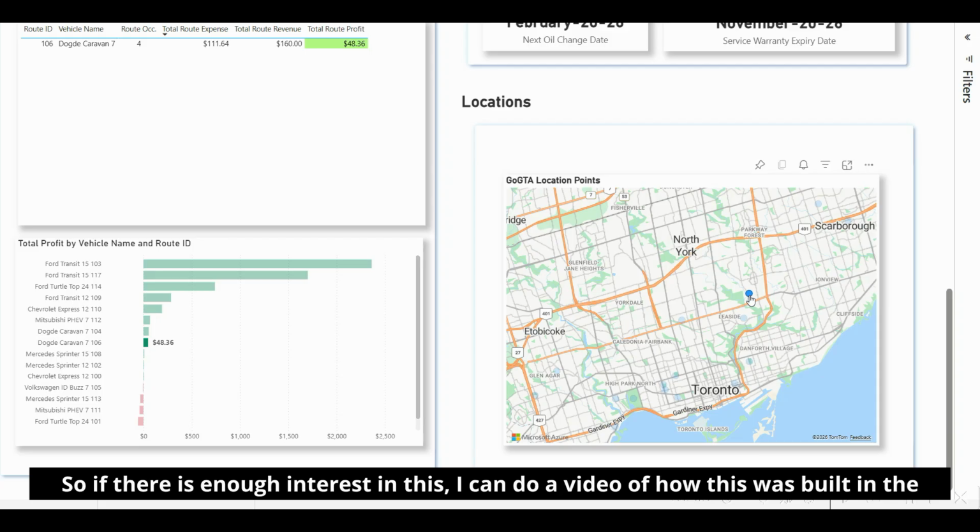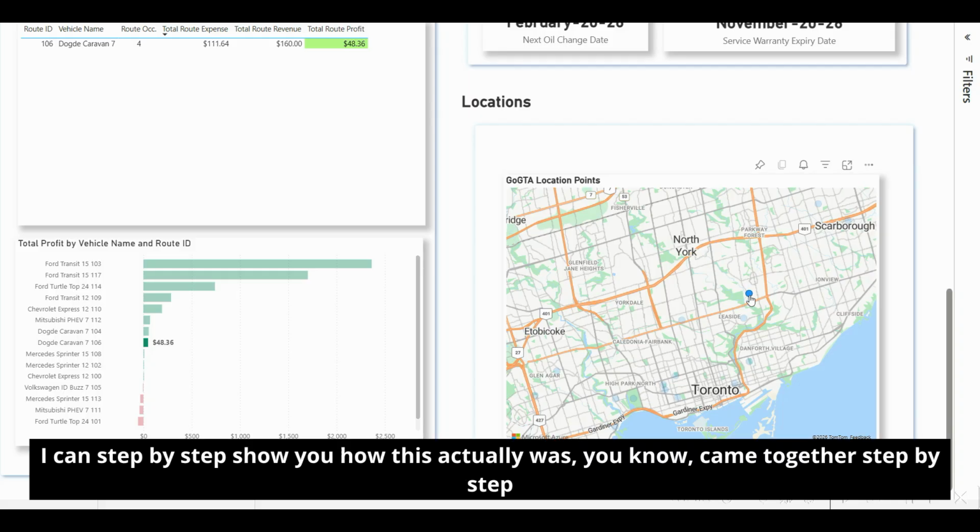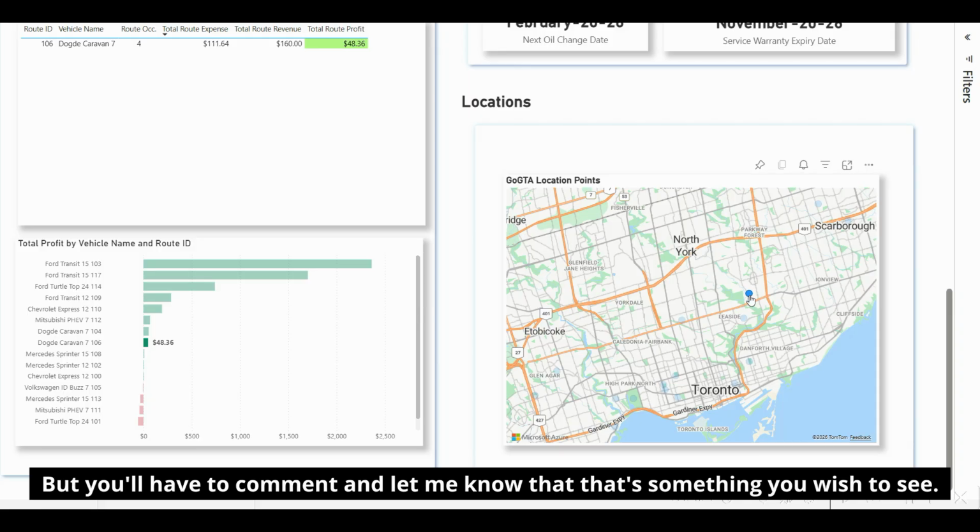So if there is enough interest in this, I can do a video of how this was built in the back end. I can show you the reports. I can show you the actual Excel files. I can share them with you so you can customize them for yourself. I can show you step by step how this actually came together so you can build it for yourself fully. But you'll have to comment and let me know that that's something you wish to see.